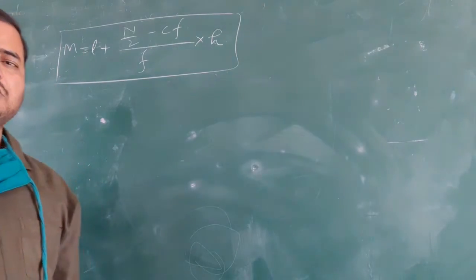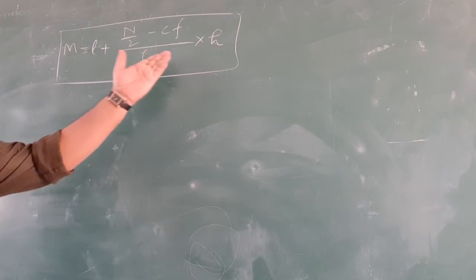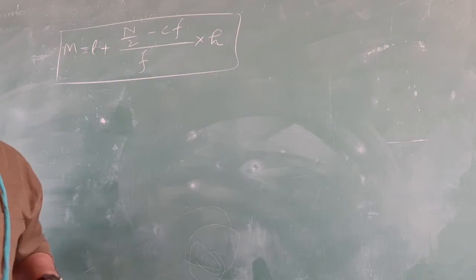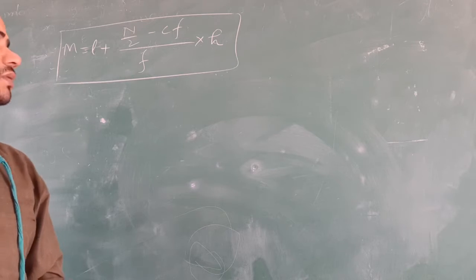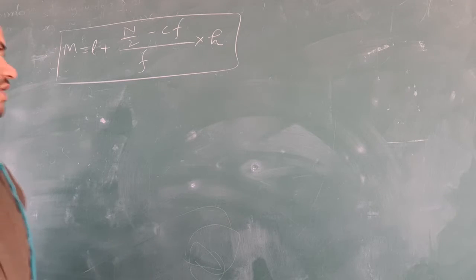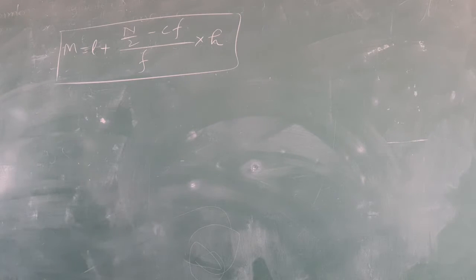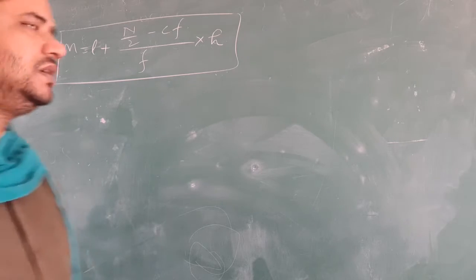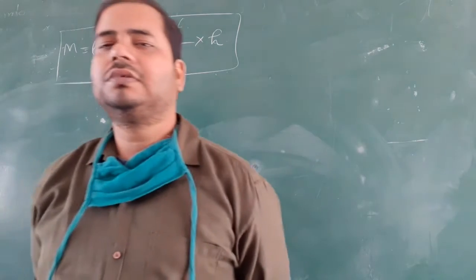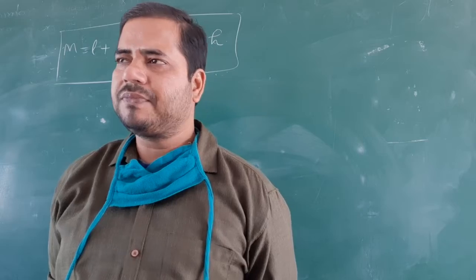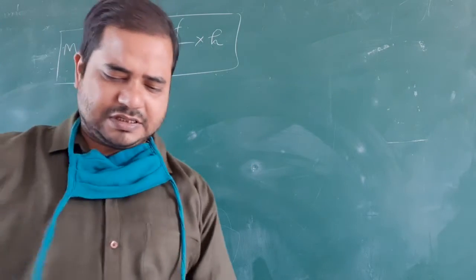Group data. So what are these notations? CF means cumulative frequency. F is the frequency of the median class. CF is the cumulative frequency preceding the median class. H is the class width, and n is the total number of frequencies, that means the sum of the frequencies. Clear? So see question number 2.